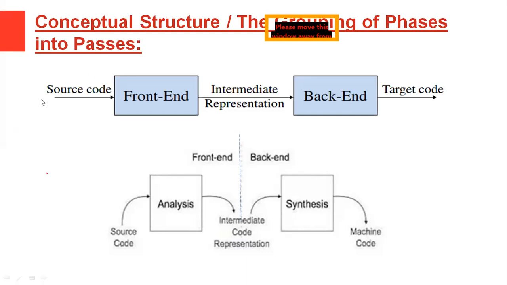Here we take the source code and give it to the front end. In the front end we have 4 phases: lexical analysis, syntax analysis, semantic analysis and intermediate code generation. After processing, the output is given as the intermediate representation to the back end. In the back end we have two phases, code optimization and code generation, which take the intermediate representation as input, process it, and produce the target code. So this is the general conceptual structure, or grouping of phases into passes. We use two passes for defining six phases.